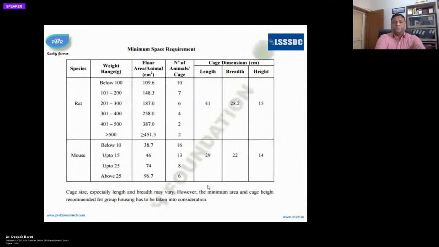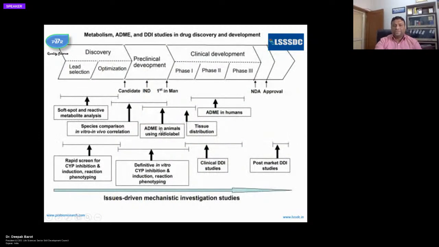So this is the minimum space requirement, weight range, floor areas, number of animals. So as I mentioned, you should not overcrowd. At the same time, try not to keep an animal all by himself, all alone. They need social behavior, so keep them in a social environment. If their weight is below 100, this is the number of animals you can keep in a cage. If their weight is more than 500, then these are the number of animals you can keep in the same cage. This is for rats, same way for mouse. So this can be done.